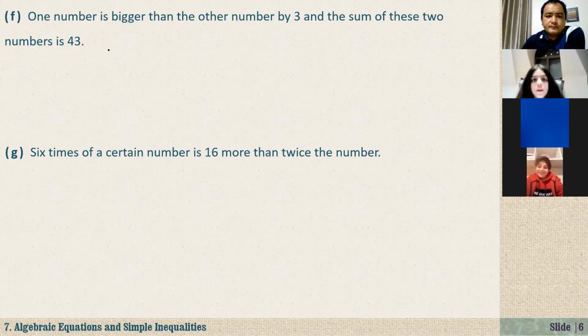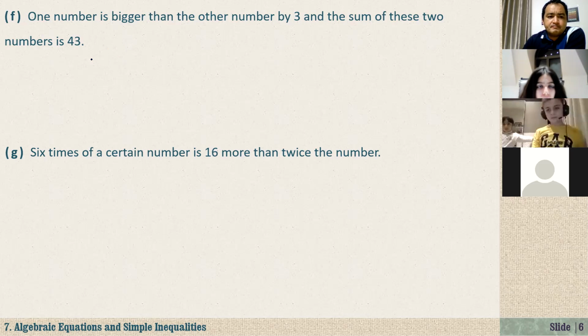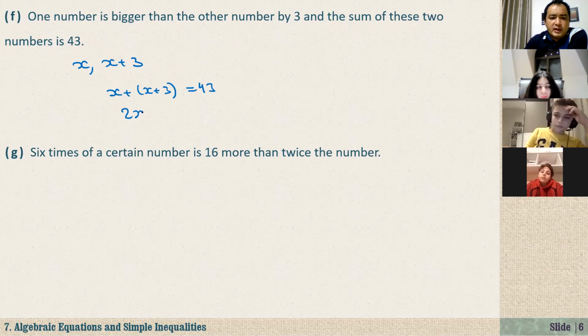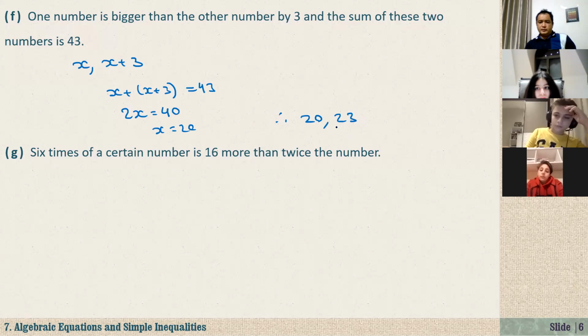One number is bigger than the other number by 3, and the sum of these two numbers is 43. If the first number is x, the second number is x plus 3. So we are talking about these two numbers, right? The sum of these two numbers, x plus (x plus 3), is equal to 43. So 2x equals 40. What is x? It is equal to 20. So we are talking about these two numbers, 20 and 23.